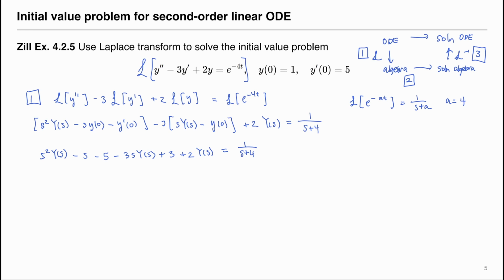And we group Y(s) times (s squared minus 3s plus 2) together, minus s, and the constant term minus 5 plus 3 is minus 2. Now we can solve for Y(s). We have 1 over (s plus 4) plus (s plus 2) divided by the whole quadratic term.